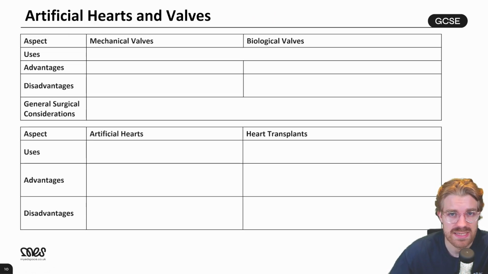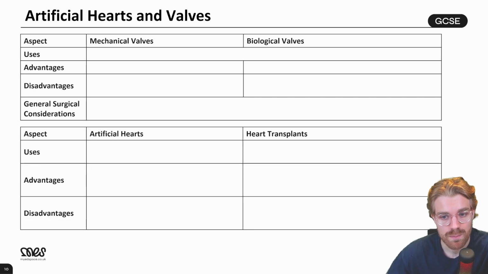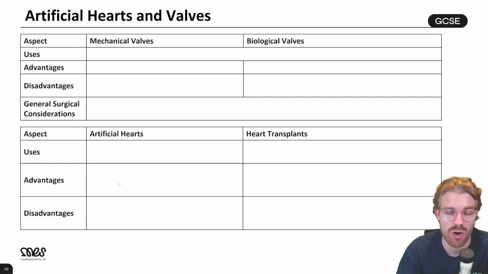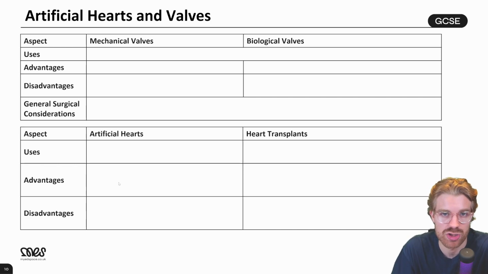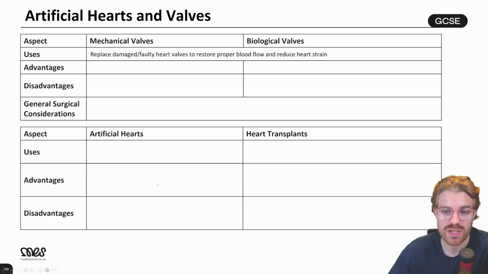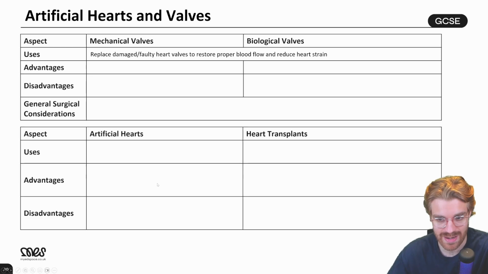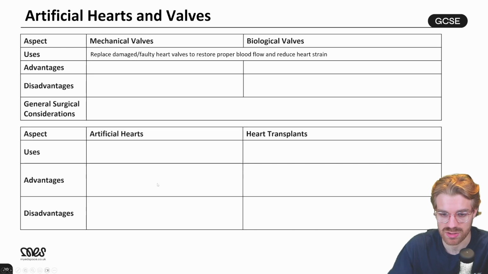Another example of diseases or issues that someone could have with their heart might be an issue with one of the heart valves or an issue with the entire heart itself. Now, the valves might need to be replaced because they might become faulty and might lead to leakage and the blood going in the wrong direction. And that would reduce the delivery of oxygen around the body. So we have our mechanical or biological valves that can be used for that. Now, the uses of these valves are to replace the damaged or faulty heart valves to restore the proper blood flow and reduce the heart strain.